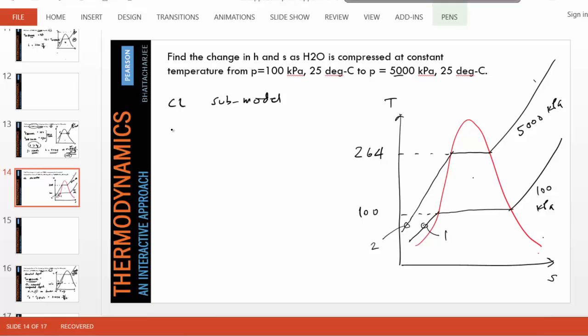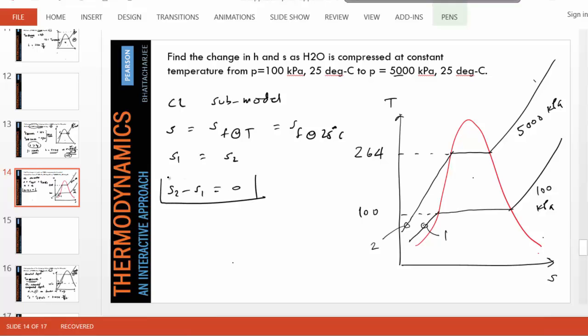And we know that S for a liquid is given by SF at the temperature given. So therefore S1 must be equal to S2 because the temperatures are the same. It's already given 25 degrees Celsius because S equals SF at 25 degrees Celsius. So the difference S2 minus S1 must be equal to 0. So that's an important result. If temperature remains constant for a liquid, entropy remains constant, and vice versa. So in an isentropic pump, for instance, entropy remains constant, and therefore you can expect temperature to remain constant.